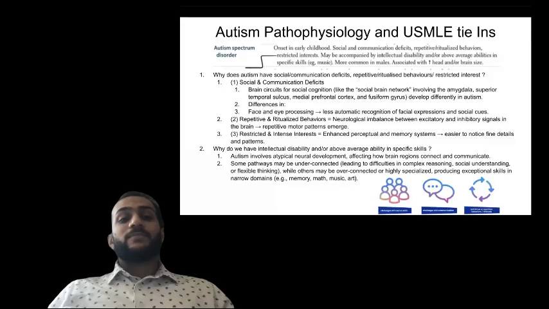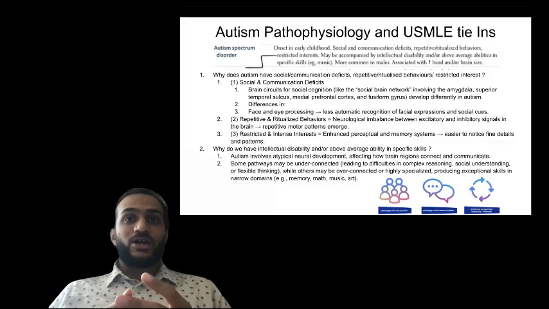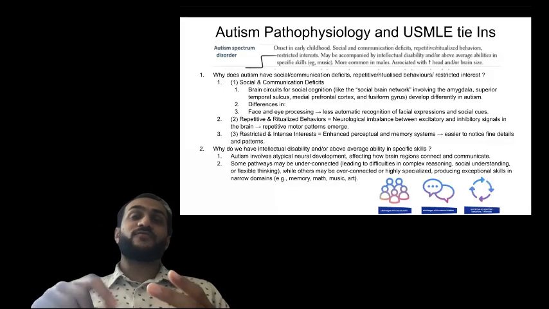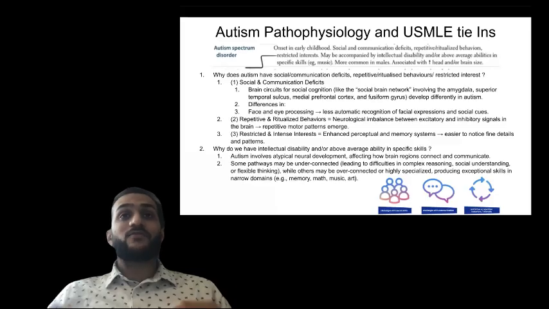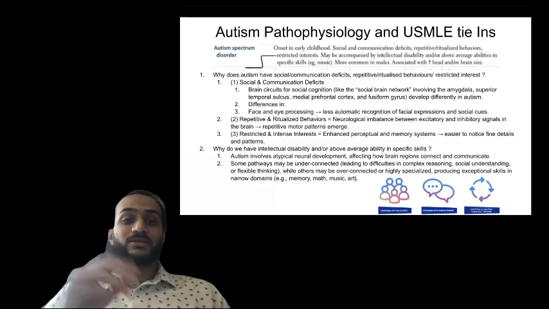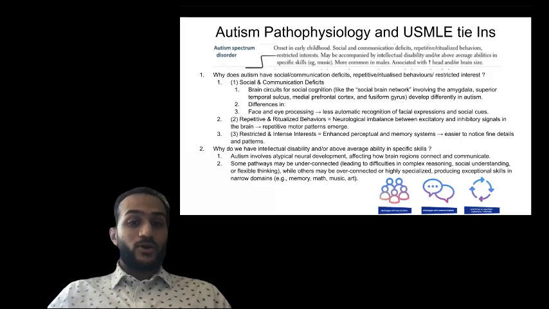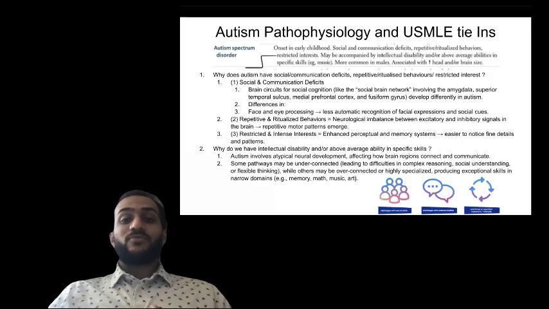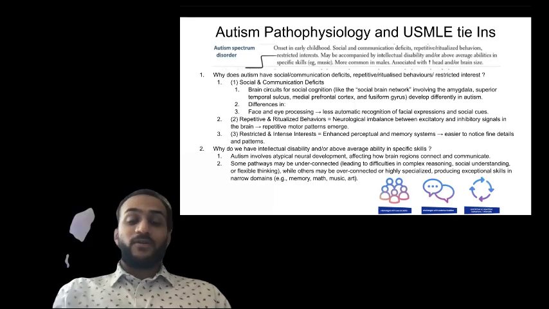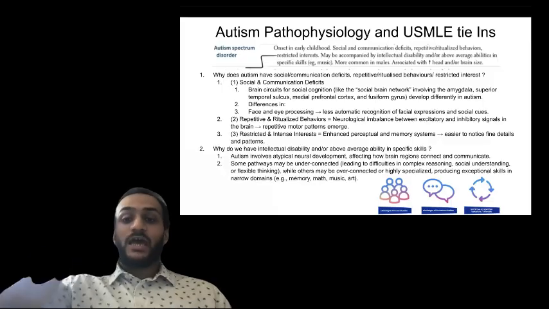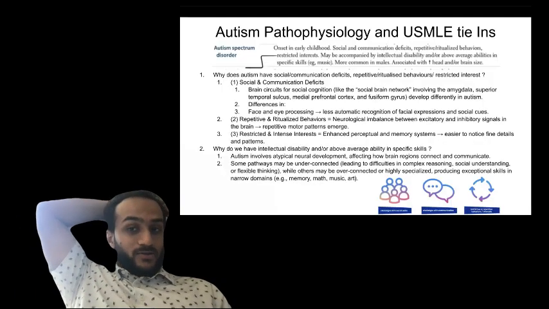Okay, next. So we spoke about spectrum and early onset in childhood. Now we have to speak about social and communication deficits, repetitive ritualized behaviors, and restricted interests. So that's going to be the next thing. Okay. So we can see social and communicative deficits. We can see the brain circuits for cognition. So you can see a social brain network involving the amygdala, superior temporal sulcus, the prefrontal cortex, and fusiform gyrus.